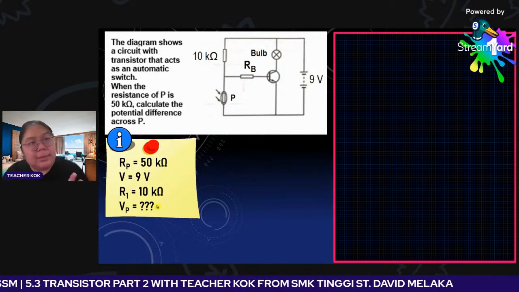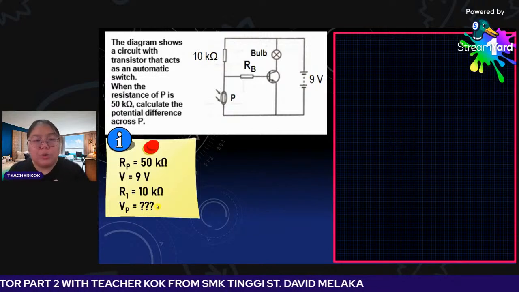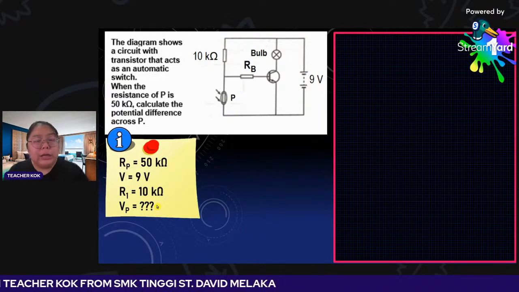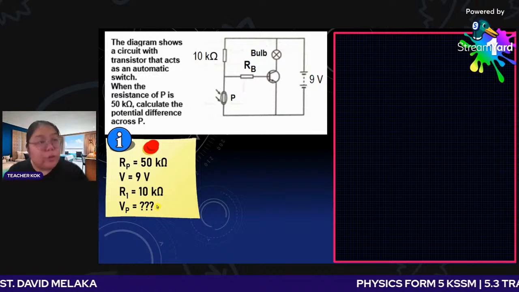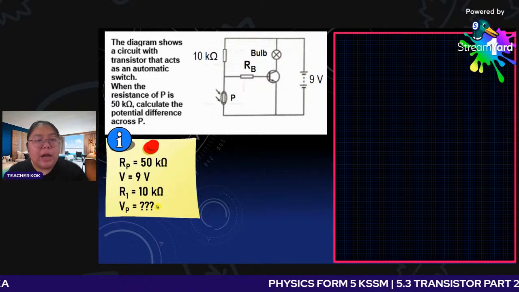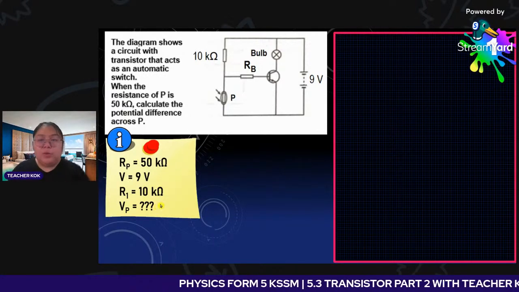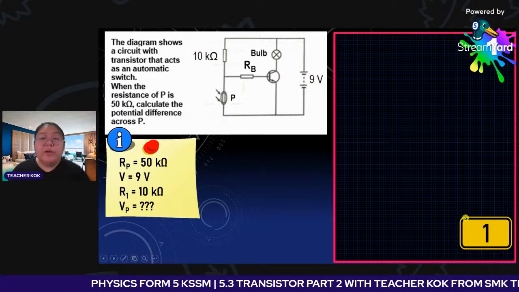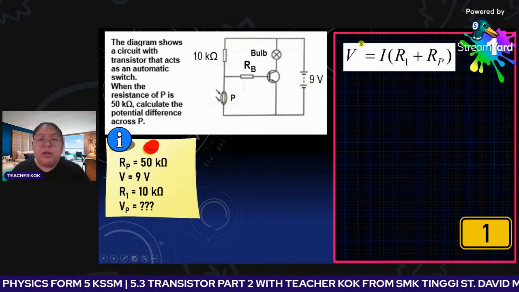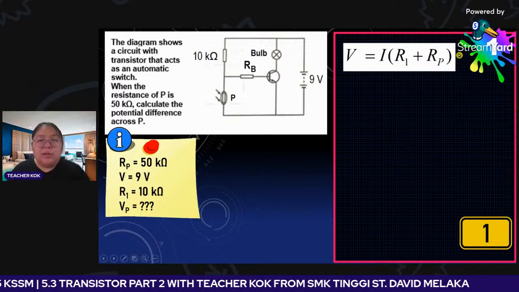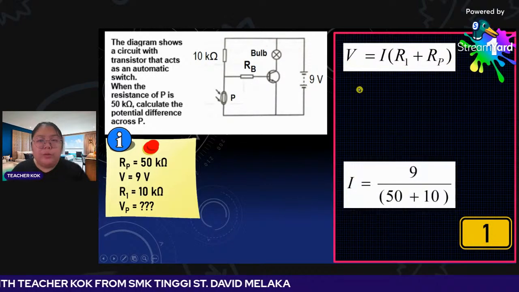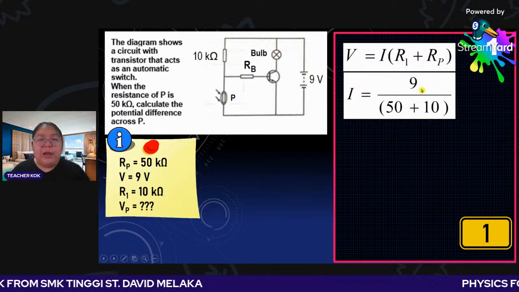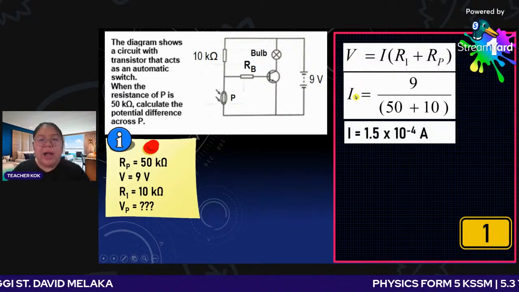Actually, we have two methods to find it. As I told you just now, you can find the current if you have enough information, or you can use the voltage divider. So I will show you two methods. In the first method, I find the current. V equals IR, and R1 plus RP is the total R. With 9 volt, I find the current first.